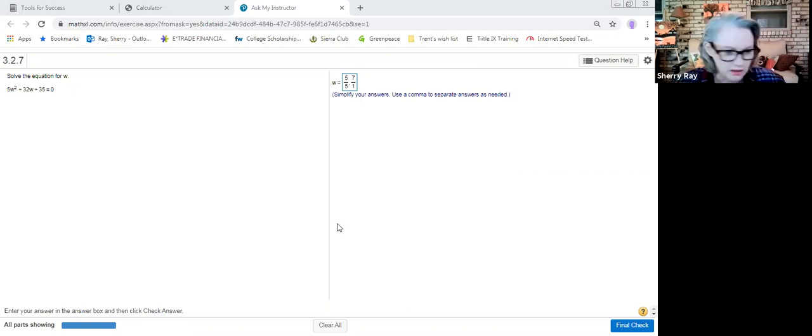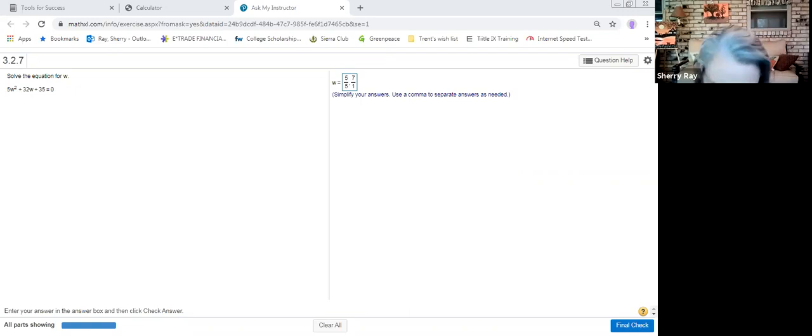So this problem is 5w squared plus 32w plus 35. And now, there's a few ways to solve this. Factoring wouldn't be easiest at all because of the 5 being the leading coefficient, and you can't divide the other terms by 5. So I'm going to write this problem down here.